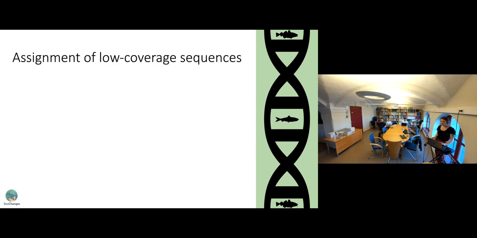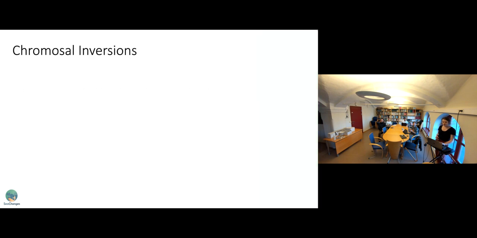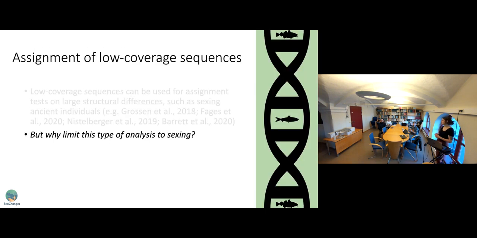So in the past, there have been a couple of attempts to do assignment on low coverage sequences. Typically this was with sexing. So people would take sex chromosomes and then determine whether an individual was male or female. Usually this was with horses or humans. And obviously sex chromosomes are very different physically. So this is easy to do with really low coverage data. But our question was, why limit this to sexing?